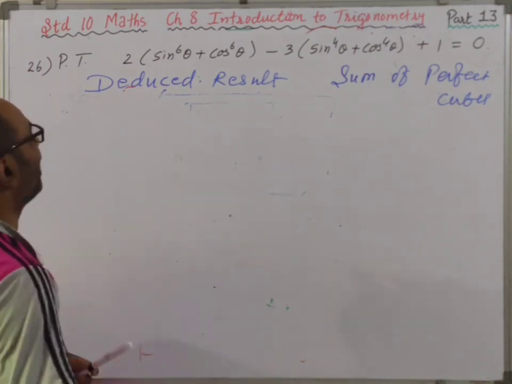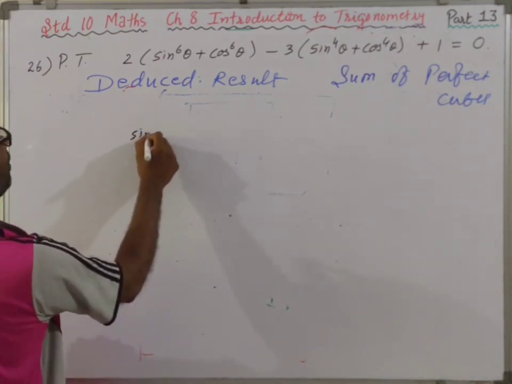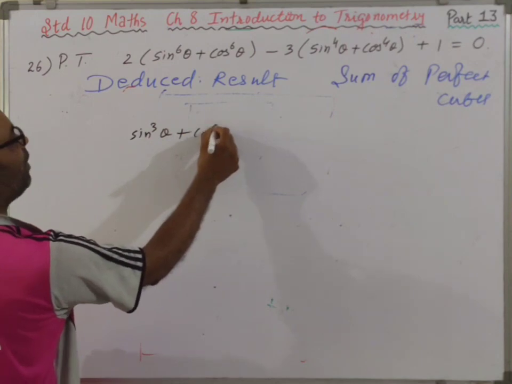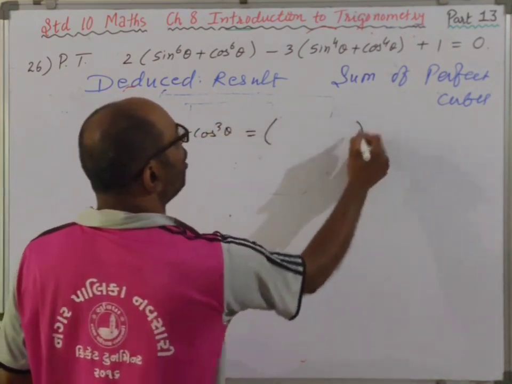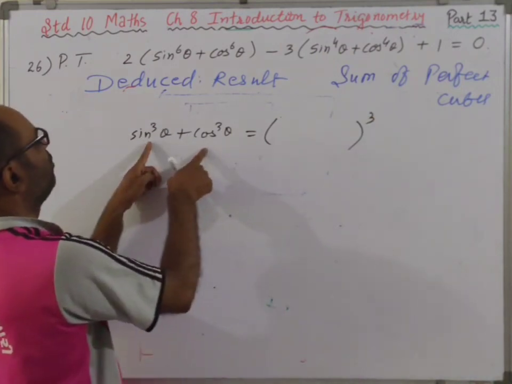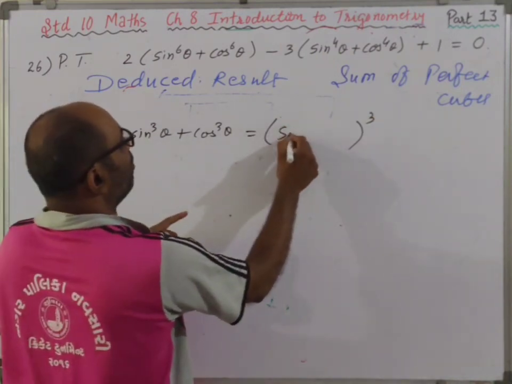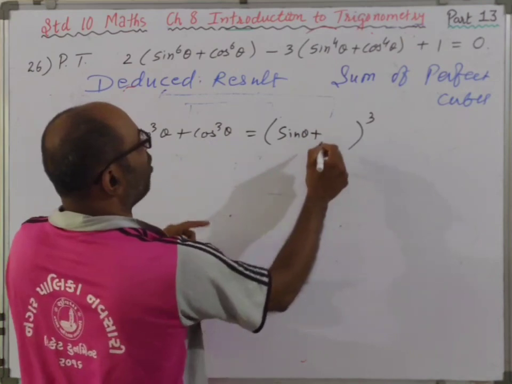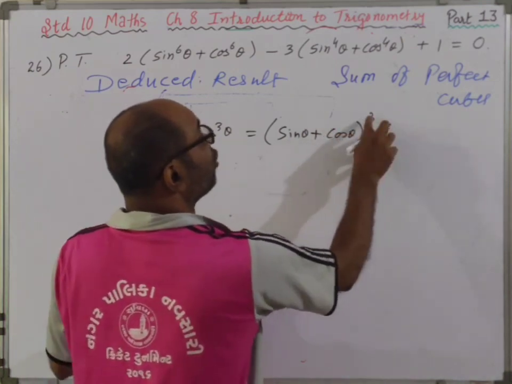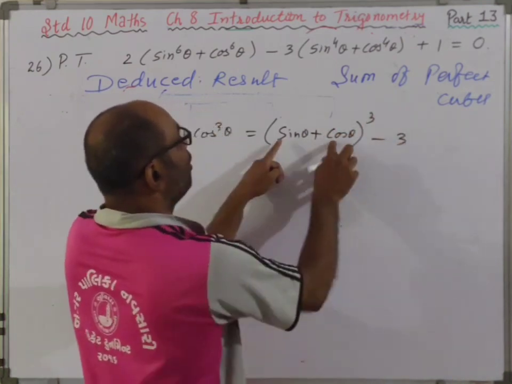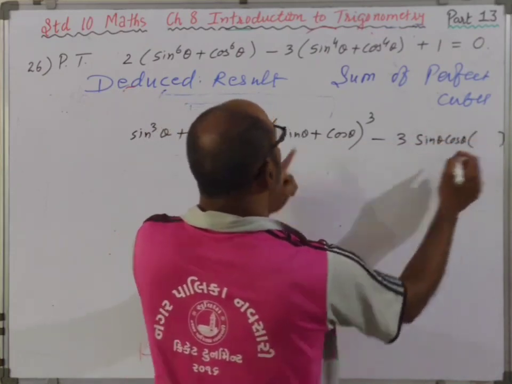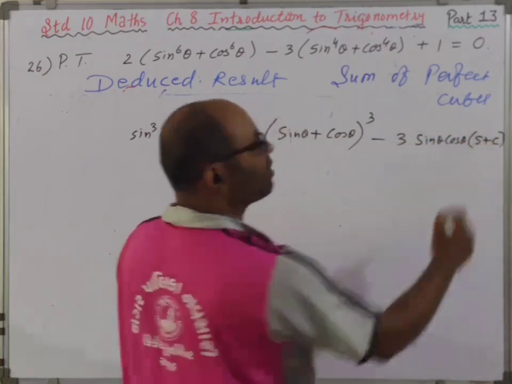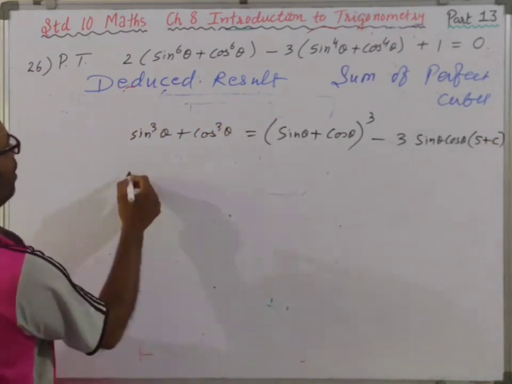Now we will talk about sine. Sin cube theta plus cos cube theta, sum of perfect cubes. Okay, so you can say this is whole cube because you want cube and they are cubes. Cube root of sin cube is sin theta. Cube root of cos cube is cos theta. Cube, so minus 3 times the product of these two, sin theta into cos theta, into the sum of these two, sin plus cos. Is that clear?